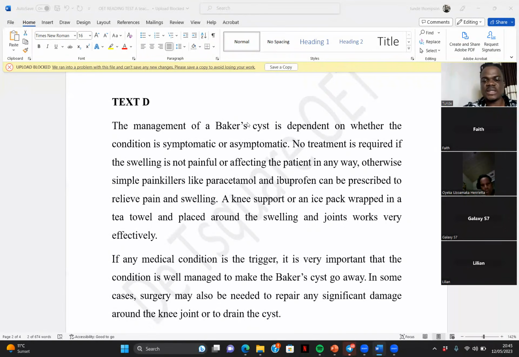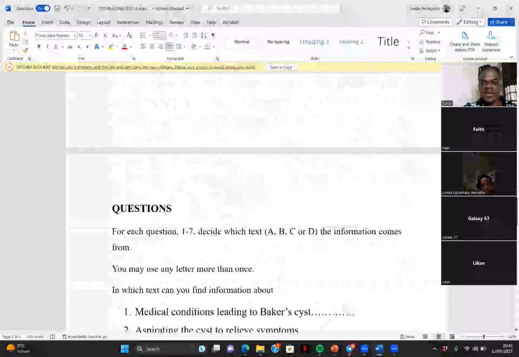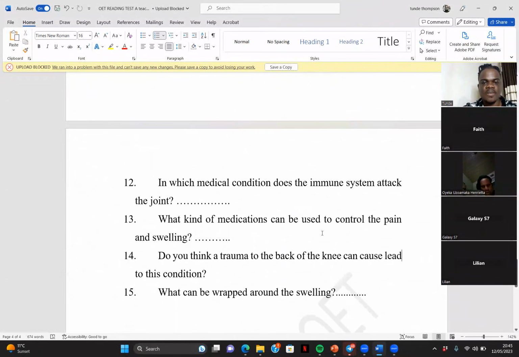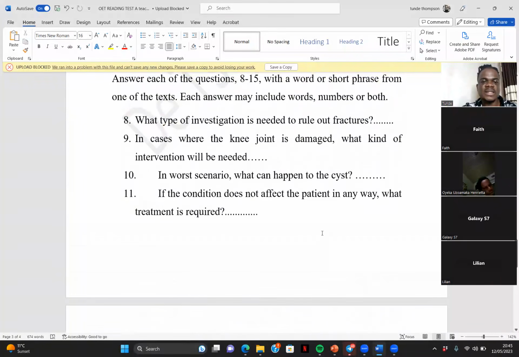So surgery is what is needed. So let's go to the next question now. The next question said, in what scenario, in the worst scenario, what can happen to the cyst? Where do you think this answer may be coming from?